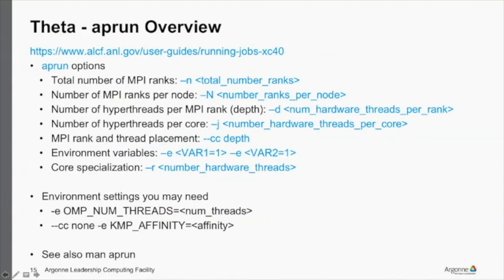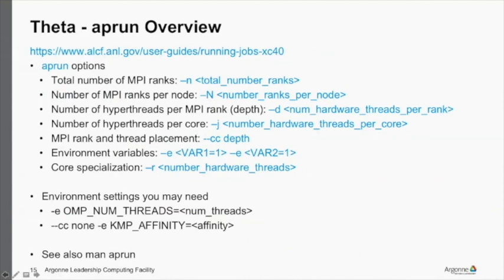Controlling the number of hyperthreads available per MPI rank is controlled by -d. So -d is effectively controlling the spacing between MPI ranks. -j is controlling the number of hyperthreads that are active per core. With the KNL, you potentially have one, two, or four hyperthreads that can be running for your application, and you'll use -j to control whether one, two, or four of those threads are active. Environment variables are specified with -e lowercase, and then the environment variable that you'd like to set.